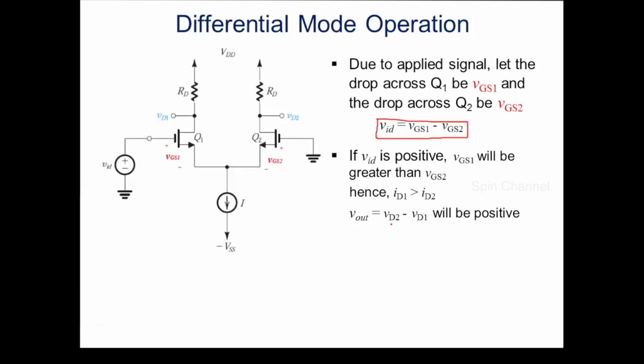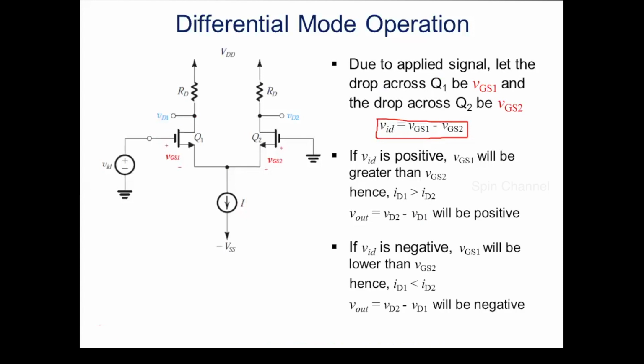Now, on the other hand, if VAD is negative, that is VGS2 is more than VGS1. In that case, the drain current flowing through the transistor Q2 will be more when compared to the drain current flowing through the transistor Q1. So ID1 will be less than ID2. If ID1 is less, the drop across the resistor RD will be less. So the drain terminal voltage VD1 will be more. If VD1 is more, then the differential output voltage will be negative.